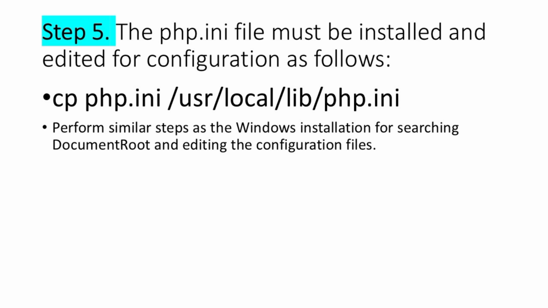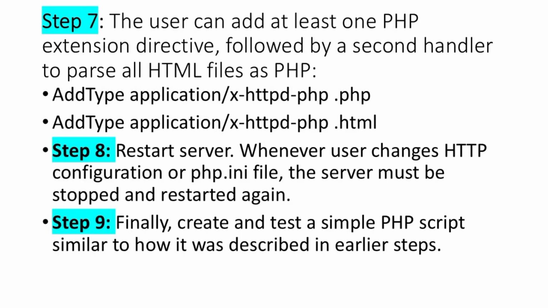Finally, perform similar configuration steps as you did during the Windows installation, such as searching for the document root within Apache's configuration files and making sure PHP is properly linked to the web server. Once all these configurations are done, your Linux or Unix system will have PHP fully integrated with Apache, ready to execute PHP scripts smoothly. Now that we've configured PHP and Apache, let's move to the final setup and testing phase to make sure everything works perfectly.